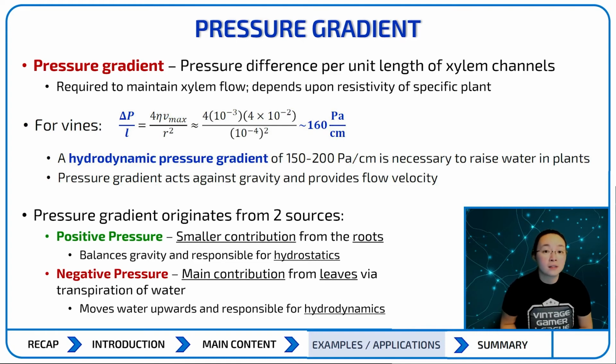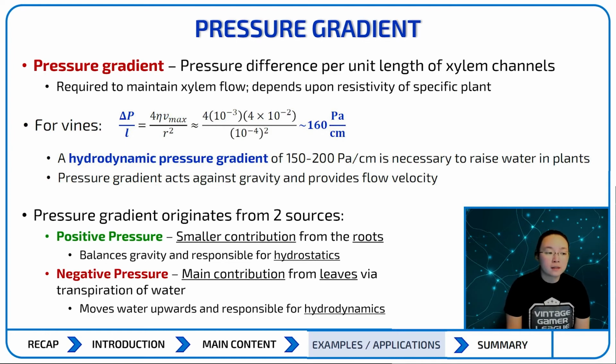So what this tells us, especially because we just showed that vines are a good model and correlate well between real life and theory, is that we can assume that a hydrodynamic pressure gradient of 150 to 200 pascals per centimeter is necessary to allow water to go up in your plants. Anything else might not work. That pressure gradient is what's going to act against gravity to pull your water up and provide flow velocity.